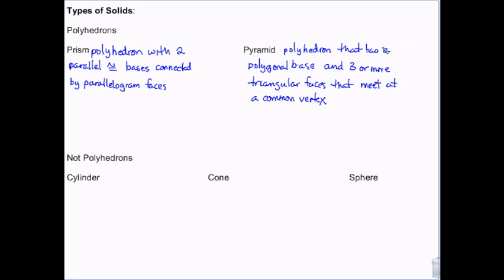So if we were looking at this rectangular prism, the top and the bottom will be congruent, and those will be considered the bases in this case. And then they're connected with parallelogram faces. When we think of a parallelogram, a lot of times we think of this shape. But a parallelogram can be a square or a rectangle as well. So you've got those three shapes, which I didn't draw very pretty.